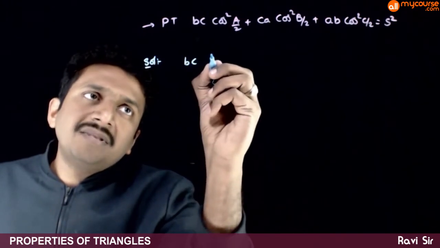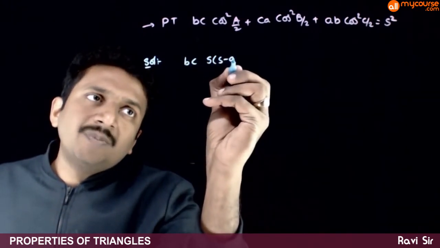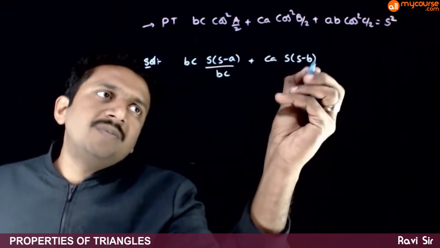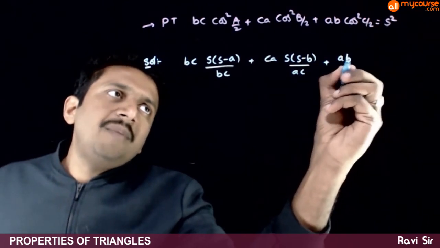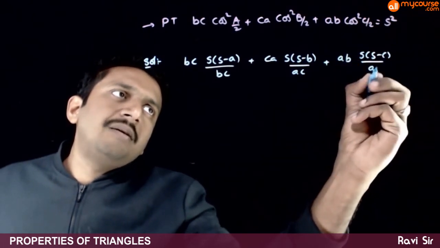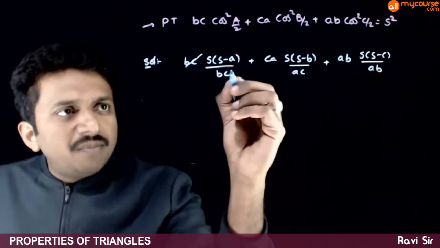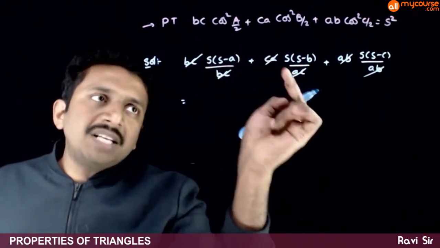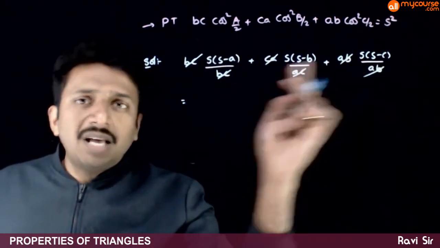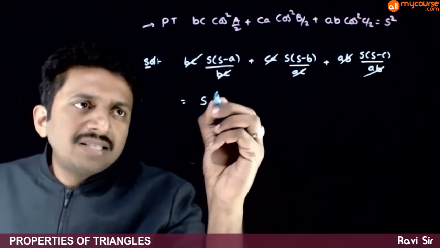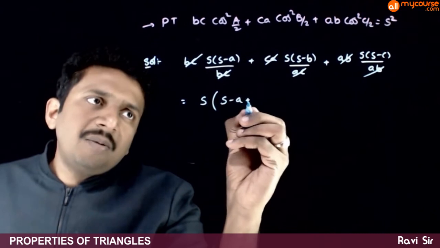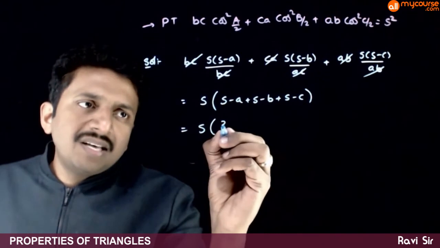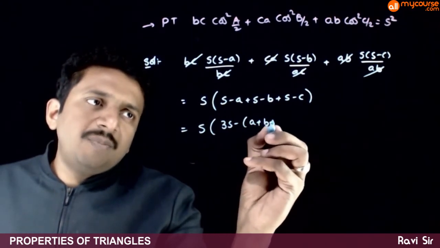So BC times cos square A by 2 is S into S minus A by BC, plus CA times S into S minus B by AC, plus AB times S into S minus C by AB. So this BC gets cancelled, CA gets cancelled, AB gets cancelled. That is equal to S times S minus A plus S times S minus B plus S times S minus C. If you take S as common, S times S minus A plus S minus B plus S minus C, that is equal to S times 3S minus of A plus B plus C.